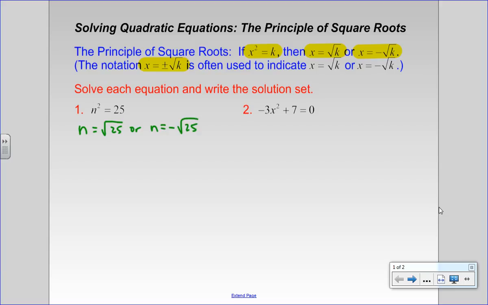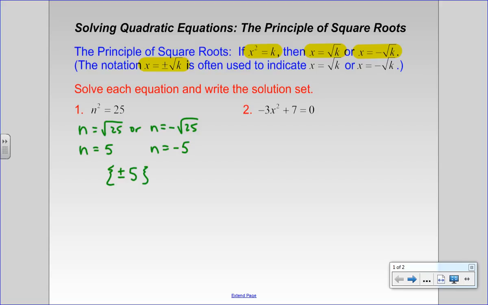And since the square root of 25 is 5, we see that n equals 5 or n equals negative 5. Both those numbers are solutions of this quadratic equation. If we want to indicate them in a solution set, the simplest way is to write plus or minus 5 as our solutions.